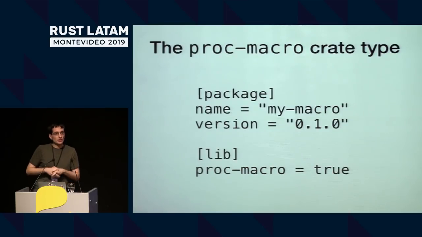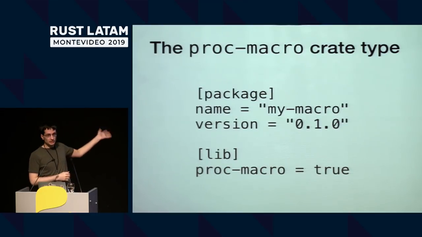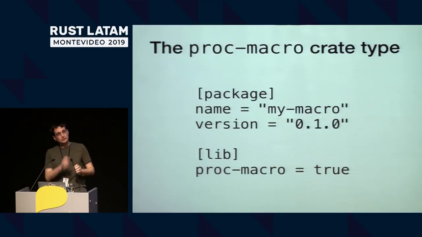So to actually start out by writing a proc macro, you have to tell both cargo and the compiler what you're doing, because the macro has to be compiled a little bit differently, especially when you're cross-compiling and all that crazy stuff. And so all you have to do is open up the lib section of your Cargo.toml, write in proc-macro = true, and you're good to go. Now you're ready to start writing some procedural macros.